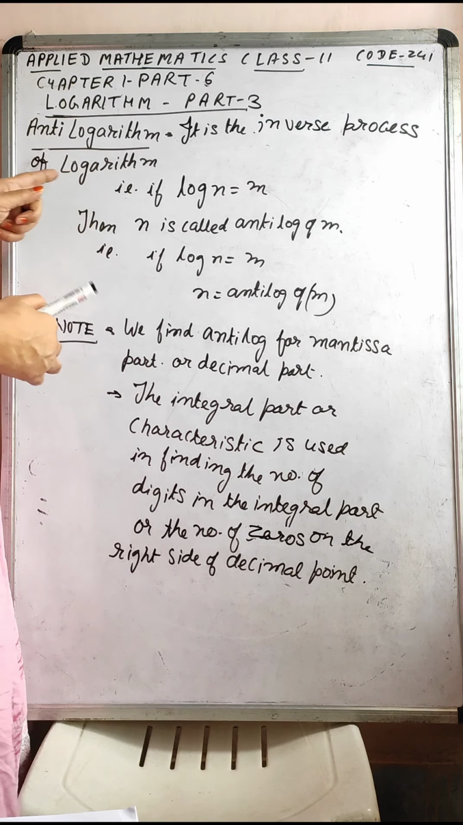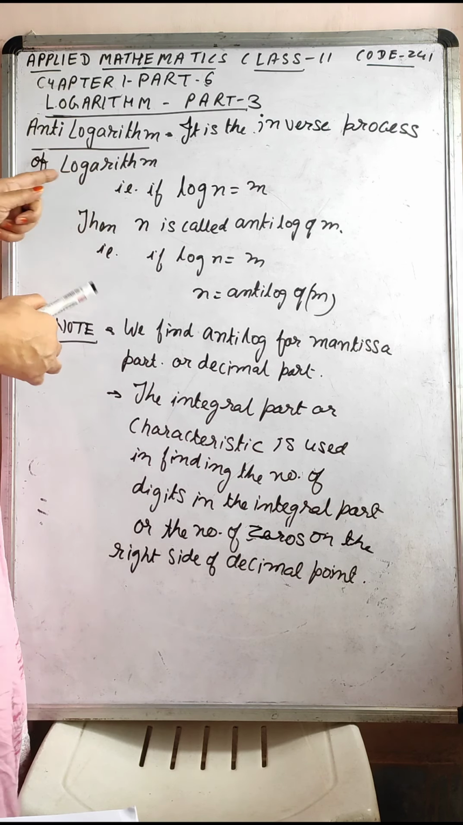Now how to find the anti-log of m? To find the anti-log of a particular number m, where m is the given number, we find the anti-log for the mantissa part only, where after the decimal, whatever is the number, for that only we find the anti-log. The characteristic, the integral part, is used in finding the number of digits in the integral part or the number of zeros on the right side of the decimal point. Means whatever is the characteristic, it helps in placing the decimal point to the right or to the left of the number which we have obtained from the anti-log table.